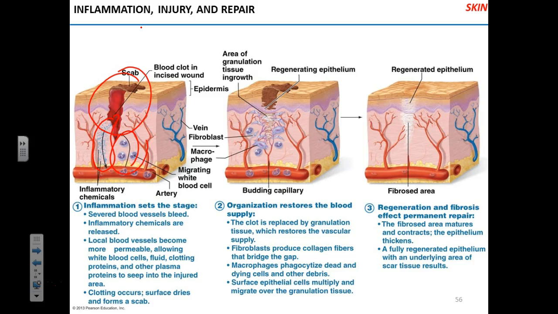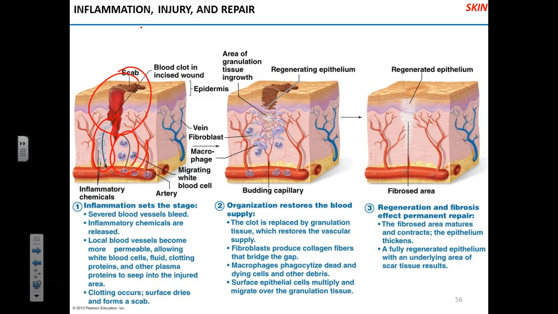Now, let's talk about the roles for each of those responses. First, what is the role of white blood cells? Does anyone know? Immunity, yeah. Kill the microbes. Clean up the trash. Okay?